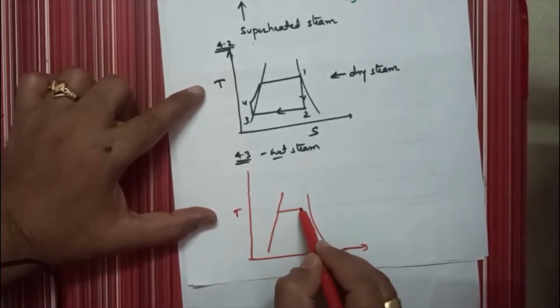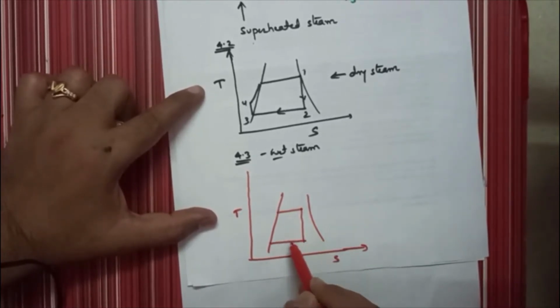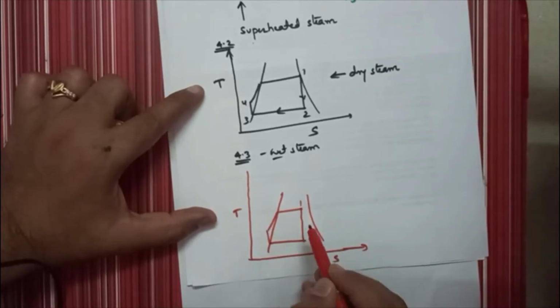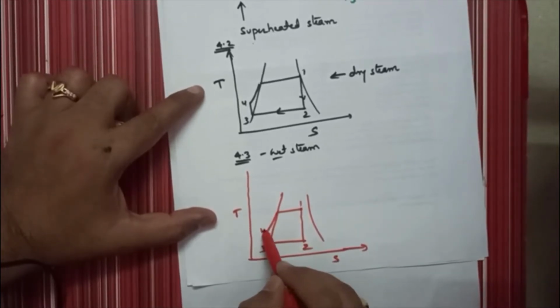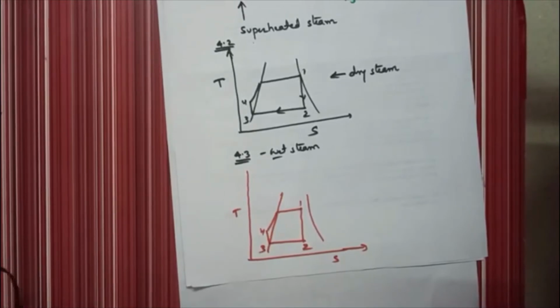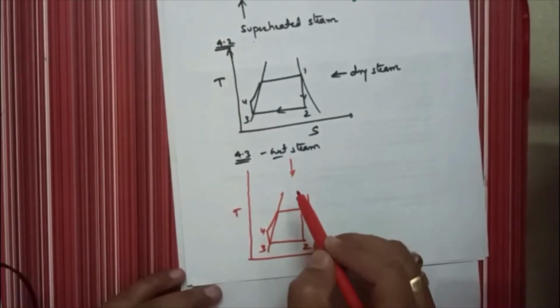Wet steam, nothing but here. We will stop here only. Here like this. This is 1, this is 2, this is 3, this is 4. This is a TS diagram of wet steam condition.